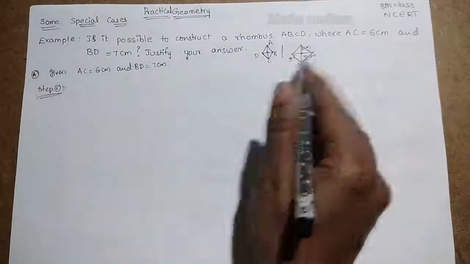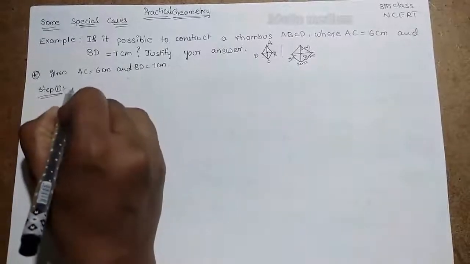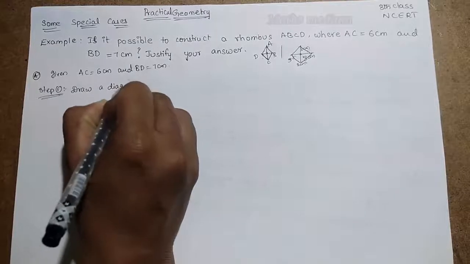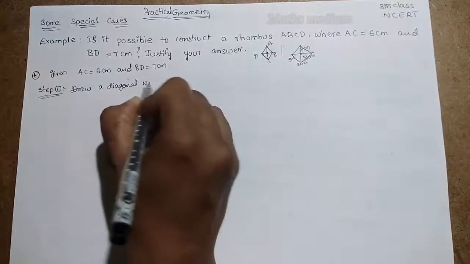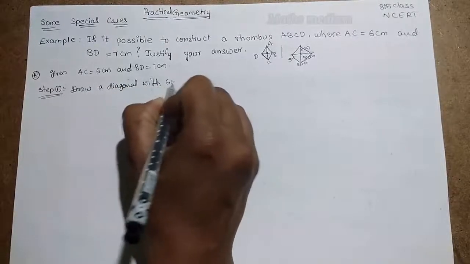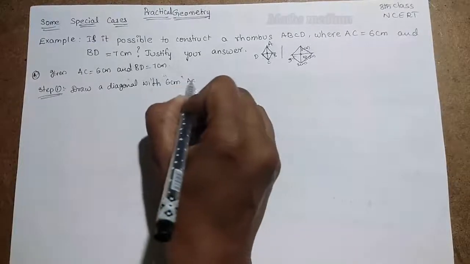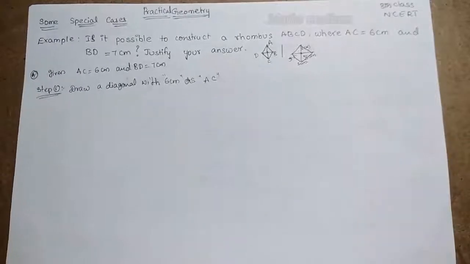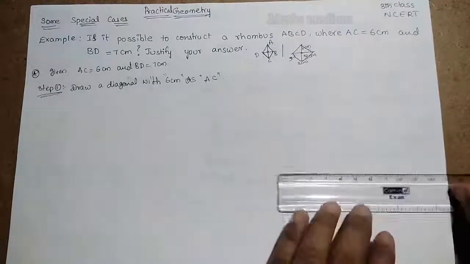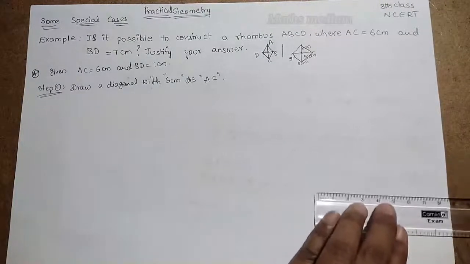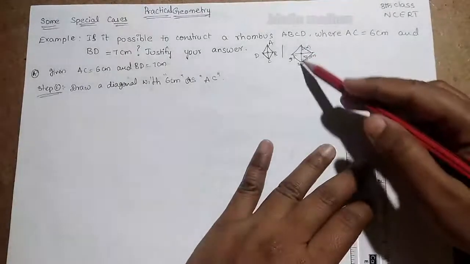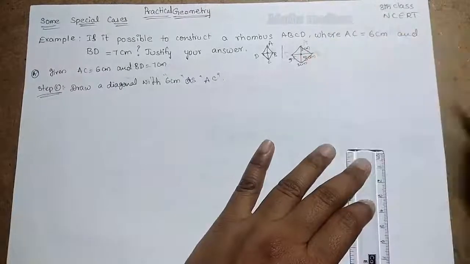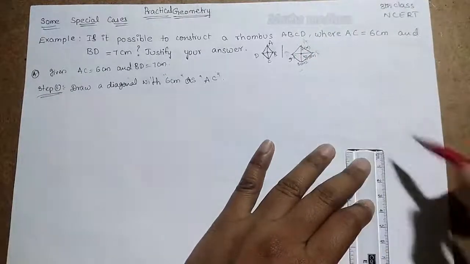So, let's take with us one diagonal. Draw a diagonal with 6 centimeters as AC. Let's take the scale, put the scale here, and see, this is AC. We are drawing like this. This is A, this is B, this is C and this is D. This is the construction of a rough sketch of a rhombus.